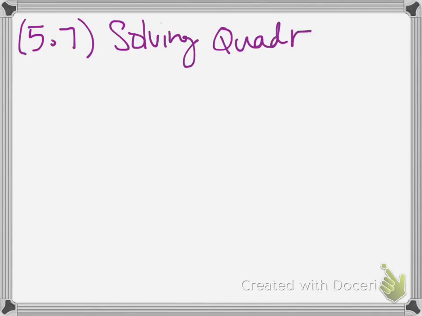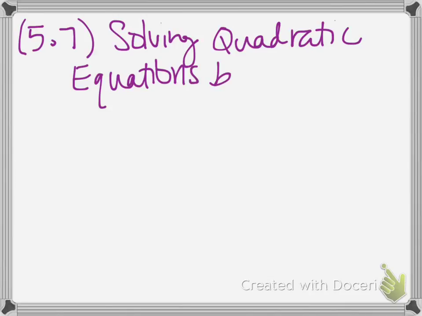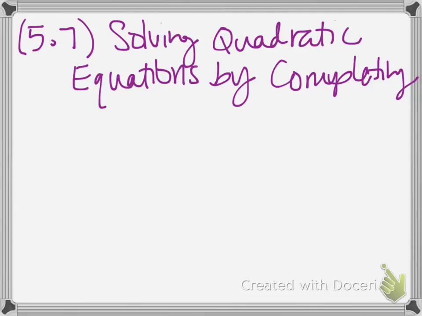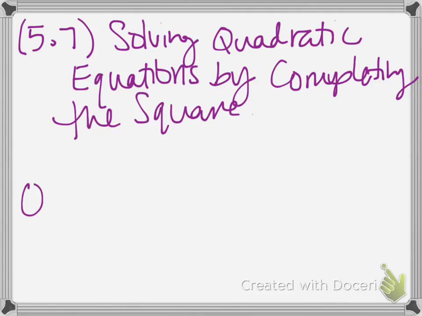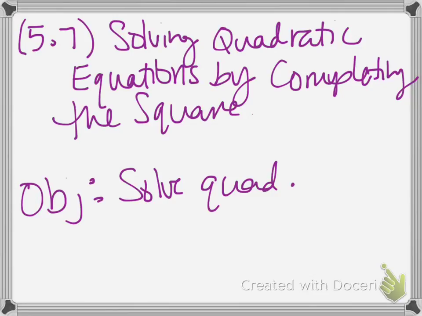Alrighty, so we have 5.7, which is solving quadratic equations by completing the square. So our objective is just that. We are going to solve quadratic equations by completing the square.